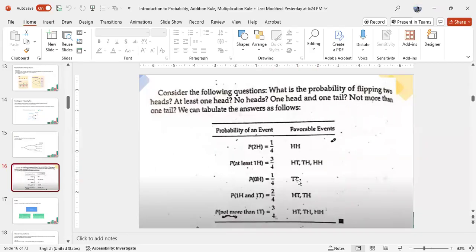Similarly, no heads in only 1 event, so 1 by 4. 1 head and 1 tail is possible in 2 events. These are the 2 events, because the other 2 events would be head, head, or tail, tail. So we'll have probability of 2 by 4, and similarly, no more than 1 tail, probability would be 3 by 4.